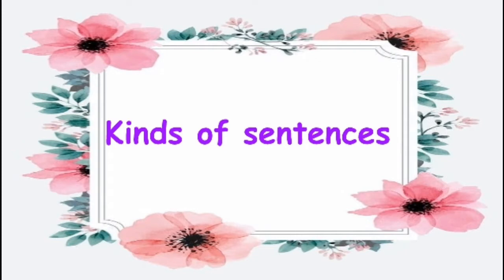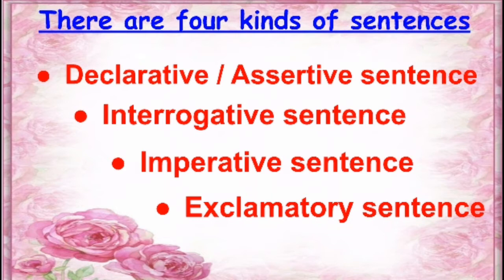Next, let us see the kinds of sentences. There are 4 kinds of sentences. They are declarative or assertive sentence, interrogative sentence, imperative sentence and exclamatory sentence.